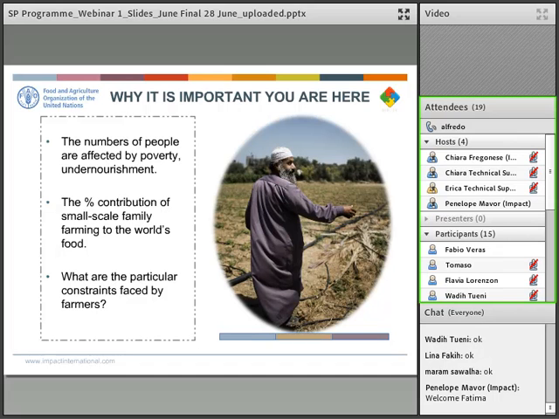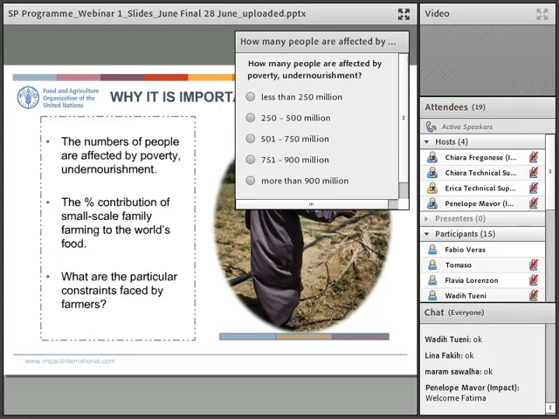Maybe you already responded to the first poll. If you did so, I'm not sure if you can already show the results of that. And meanwhile, we might also try to see what you're thinking about the major constraints that are facing farmers in the region. No answer has arrived yet. Alfredo, we can launch it again if you want to. Yes, please do.